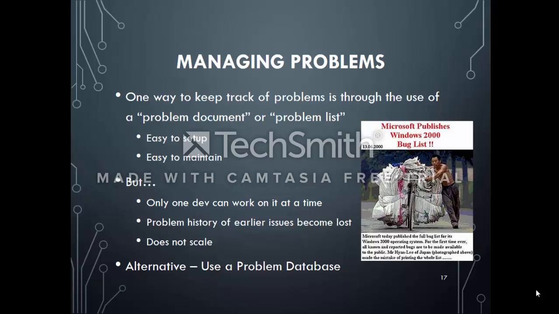Once the problem reports are collected, we'll need to manage them. One way to keep track of problems is through the use of a problem document, or problem list. This is easy to set up and easy to maintain, but only one dev can work on it at a time. Additionally, the problem history of earlier issues becomes lost, and it does not scale well. The alternative is to use a problem database.